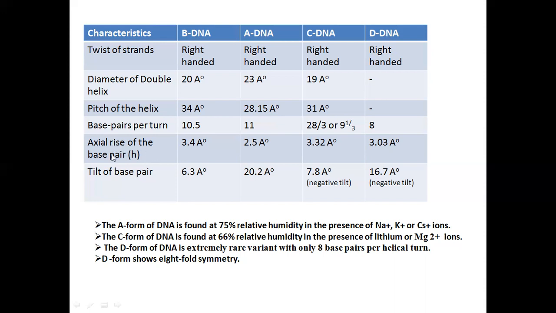Then axial rise of the base pair, that is the distance between two consecutive base pairs. For BDNA it is 3.4 angstrom and for ADNA it is 2.5 angstrom, CDNA 3.32 angstrom and for DDNA it is 3.03 angstrom. And coming to the tilt of the base pair, for BDNA it is 6.3. No angstrom here, this is by mistake.